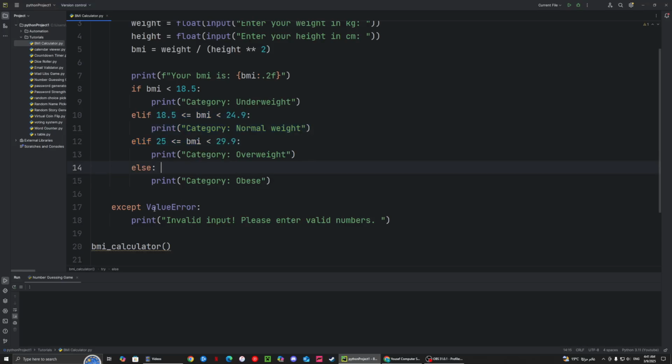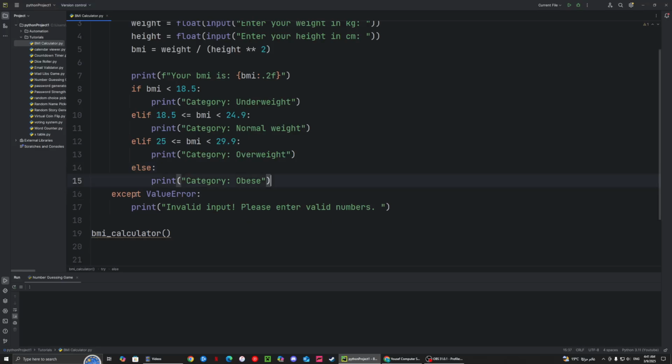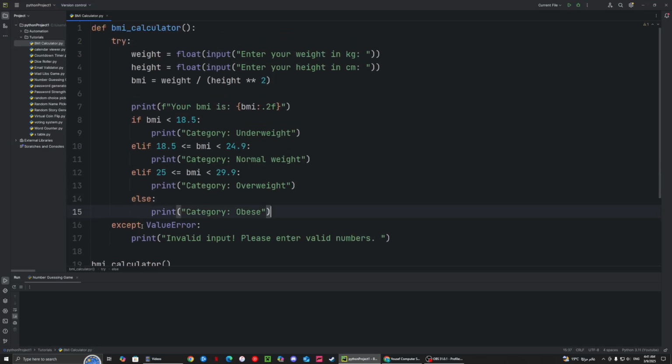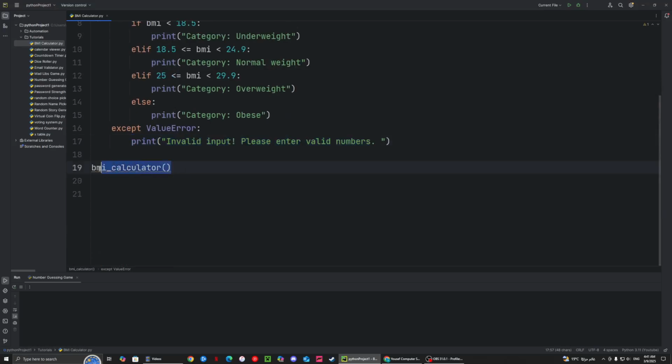And then we want to accept the value error, which is why you were seeing those two red dots at the end, because we did not accept anything. So after the try block, we want to accept something. We're accepting the value error here, which means it is expecting a number. If you input anything that isn't a number, say for example a string or a character, then it is a value error, and it will print invalid input, please enter valid numbers. And then we are calling the function here.